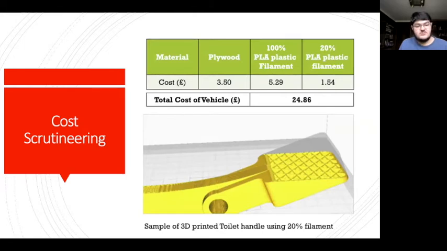Moreover, below you can see the structure of a 3D printed toilet handle using a 20% filament, which shows that the structure is relatively dense and thus a 20% filament chassis will be sufficiently strong to house all our components.